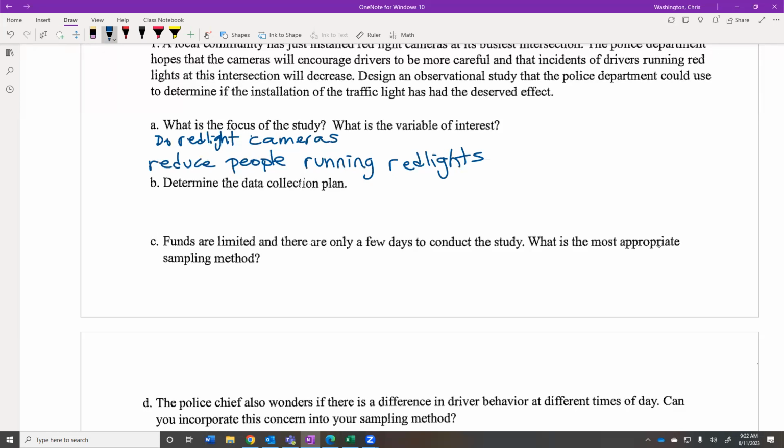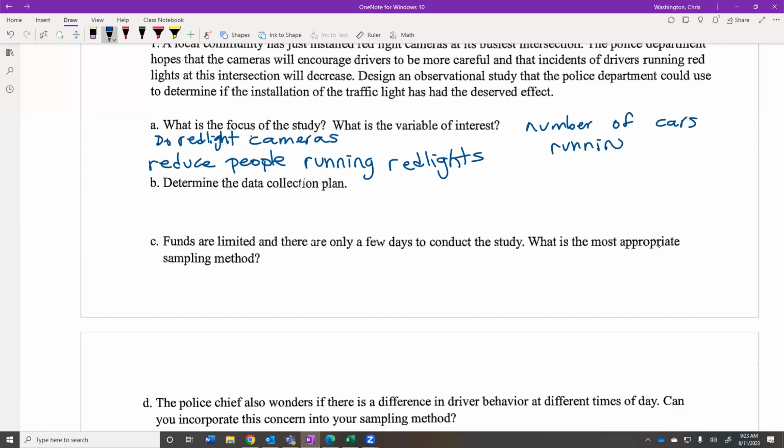Any ideas? You could actually count the number of cars that run the red light, right? That's something you could count. Oh, that car just ran the red light. That car just ran the red light. That car just ran the red light. So our variable of interest is the number of cars running the red light.